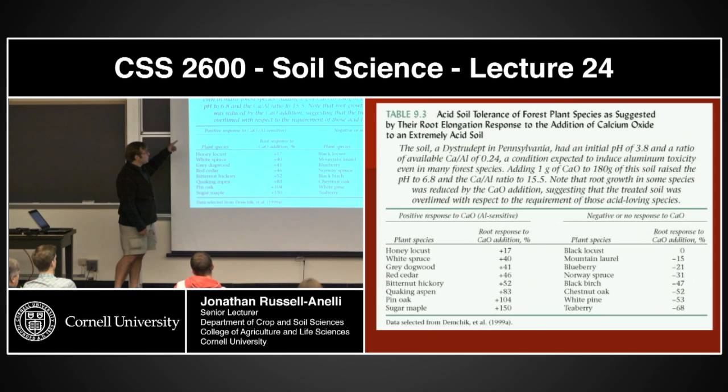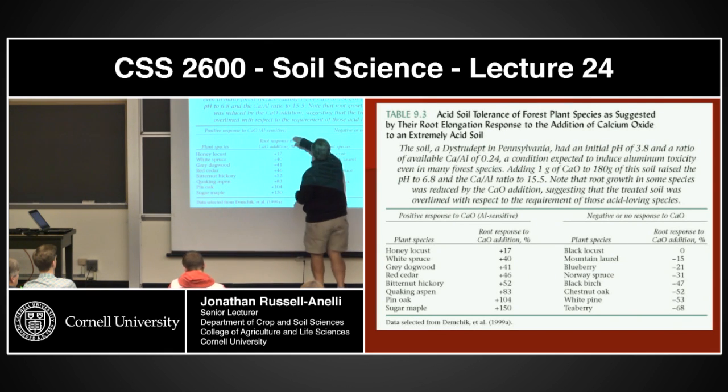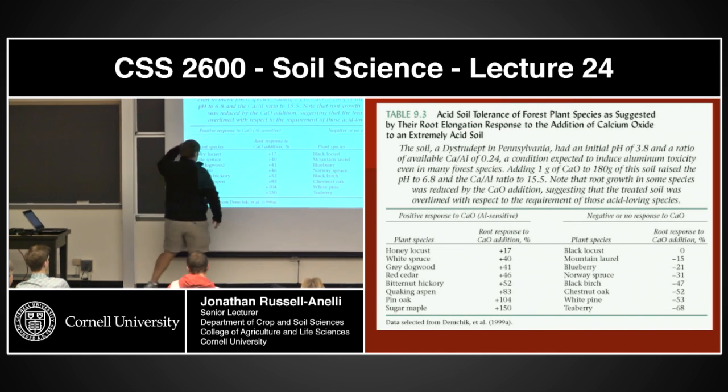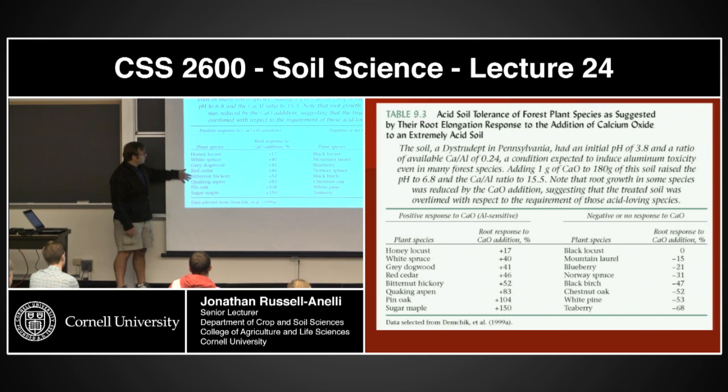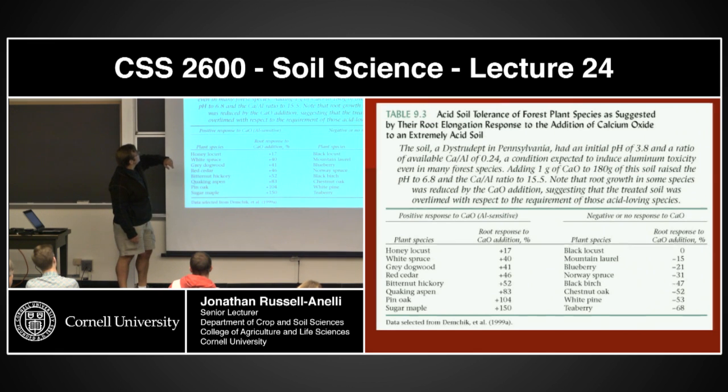Okay, this is out of your book as well, and basically what we're looking at is responses to aluminum. Now, this slide right over here basically shows a positive response to calcium hydroxide or an aluminum sensitivity, and these are negative or no response. And this is basically the root response. Basically, a higher number means that I'm getting a better performance. Here are the plant species: honey locust, white spruce, gray dogwood, cedars, hickories, sugar maples. Okay, I start with the soil. Does it say its pH?